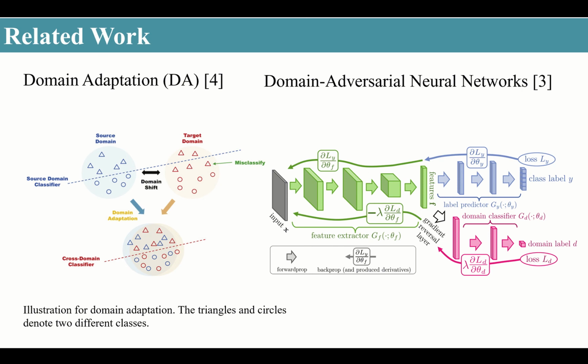In the right figure, the proposed architecture includes a deep feature extractor, shown in green, and a deep label predictor, which is represented in blue. These two networks together form a standard feed-forward architecture. Unsupervised domain adaptation is achieved by adding a domain classifier, which is connected to the feature extractor via a gradient reversal layer.